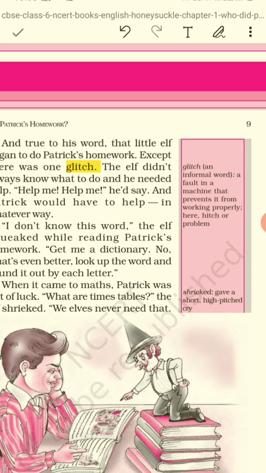Glitch, it's an informal word. It means a fault in a machine that prevents it from working properly. Here, hitch or problem. Alright, so there was one basic problem. Okay. Now let me continue reading.